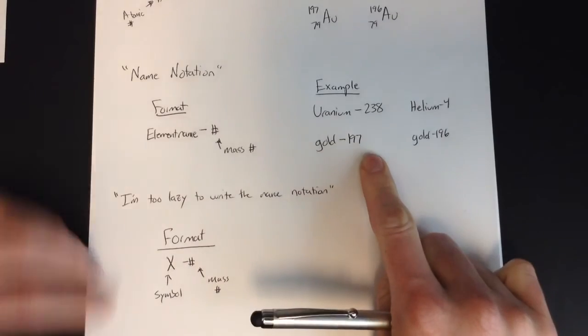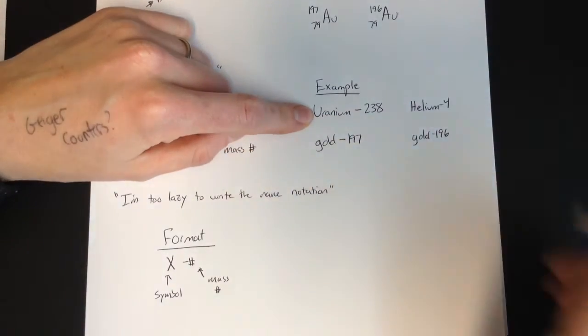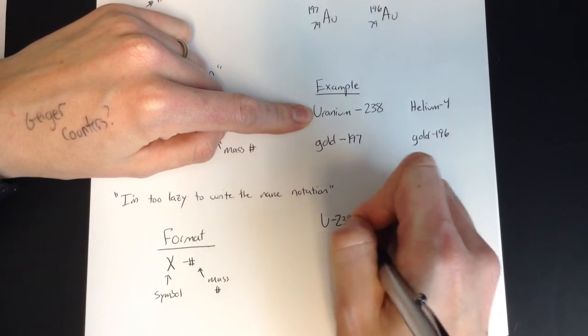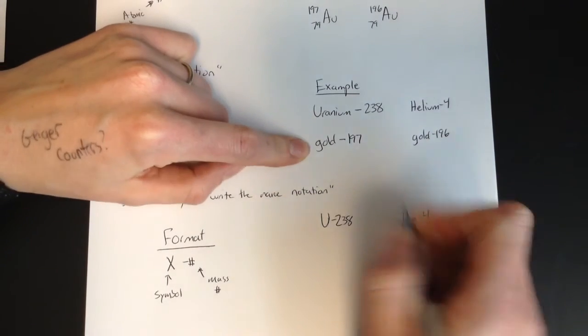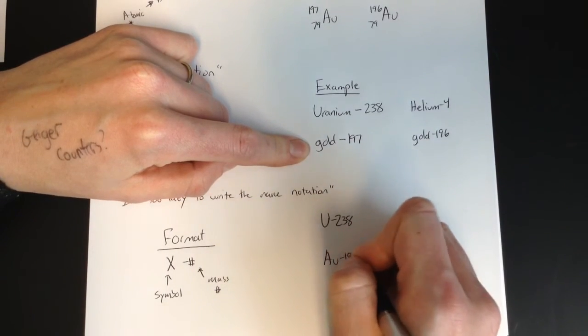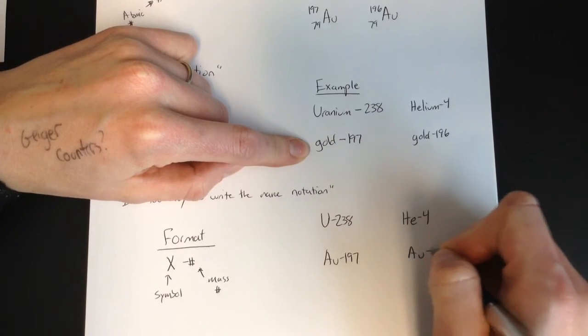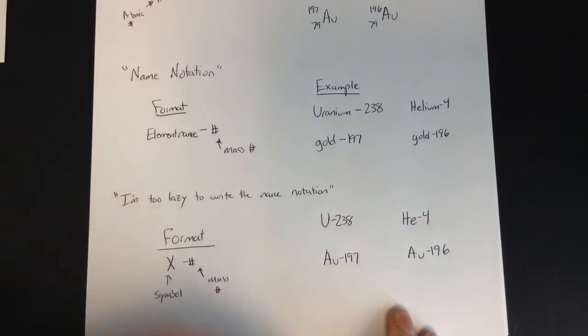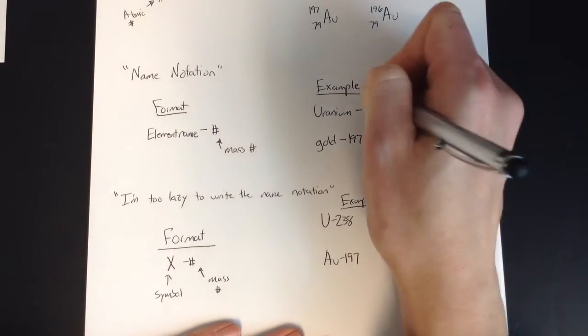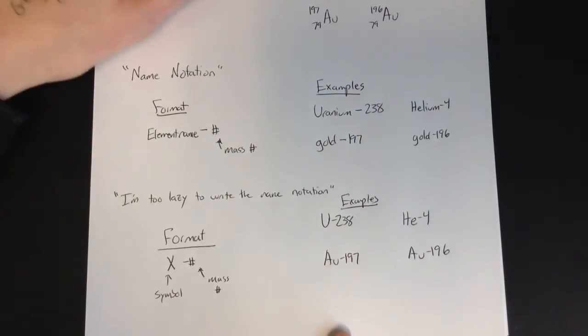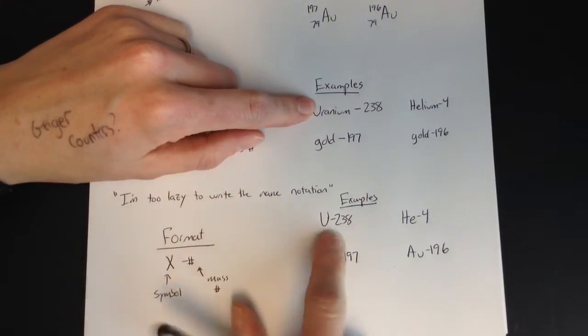So it looks just like this one, but instead of the whole name, we're going to just write out the letter. So that would be U238. This would be helium 4. This would be gold, which is Au197, and gold Au196. Whoops, I forgot to label that. These are our examples here. When you look at those, they're pretty much the same. We're just writing the letter out.